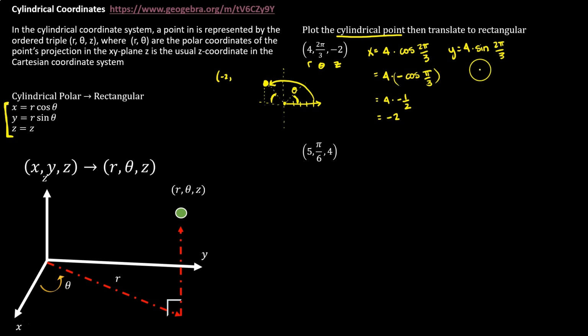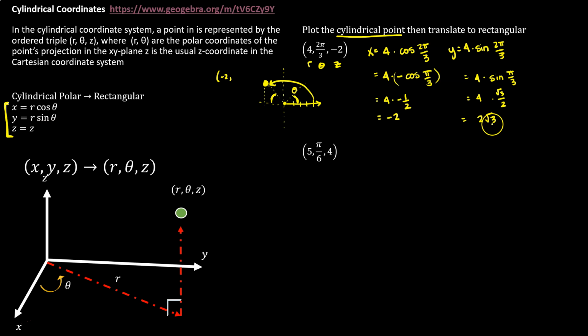The y value is going to follow a similar pattern. I'm going to replace sine at 2 pi over 3 with sine at pi over 3. Now I don't need a negative here because we're above the x-axis, which means y is positive. Sine is the y values, therefore sine at pi over 3 is equal to sine at 2 pi over 3. And I happen to know that sine at pi over 3 takes on the value root 3 over 2. So the y value that we're working with is 2 root 3.